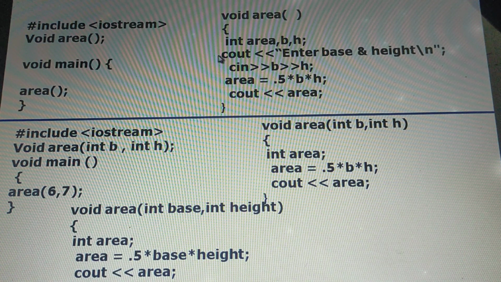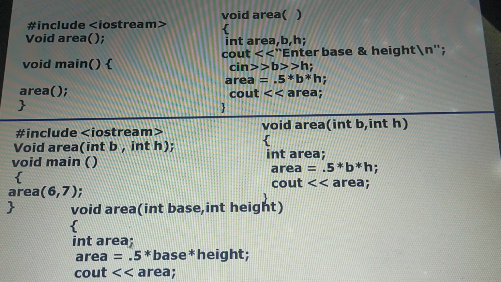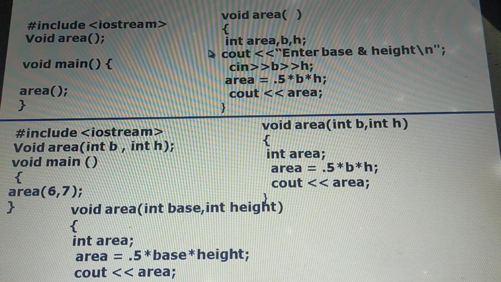Then this is using the simple function. That is the difference between using the simple function and the argument list. Now, hope you are clear in writing the programs with the simple function and the function with the argument list. If you have any doubts, write them down in the comment box.